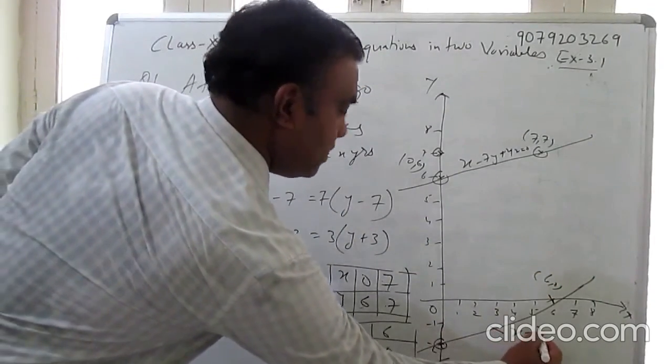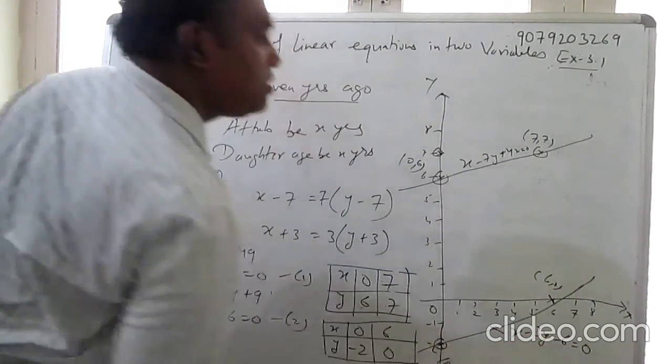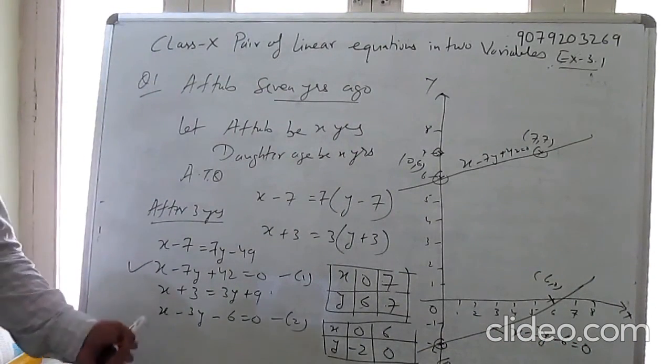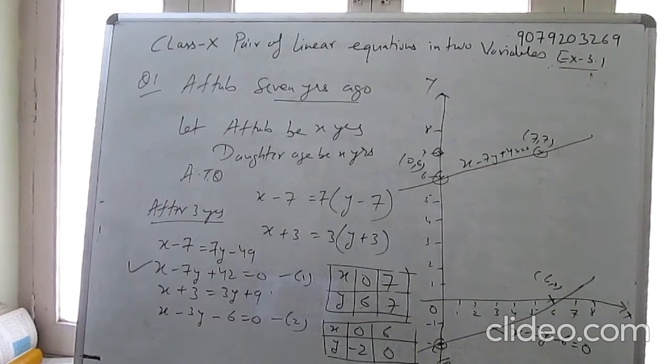This is x minus 3y minus 6. This completes the first question. Graphically we have to show: when we extend the lines, somewhere they will intersect. Now question number 3 of this.